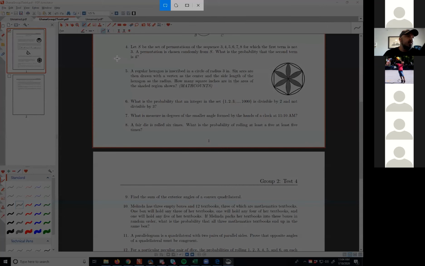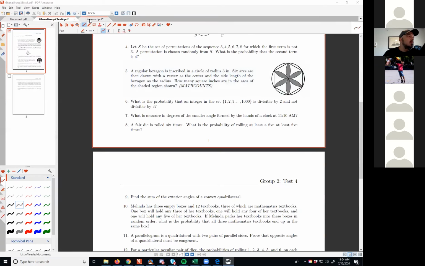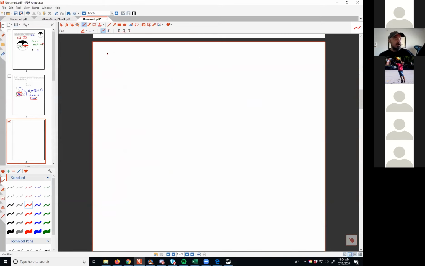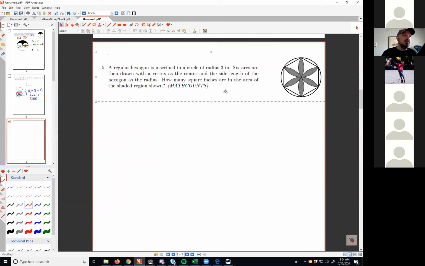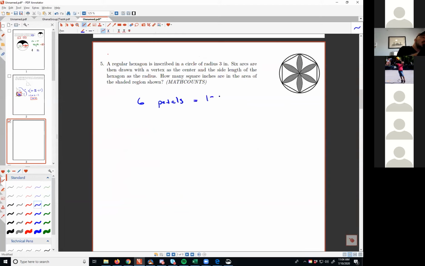And now let's take a look at number 5. We have this nice, pretty diagram here. A flower. At the very least, we have a bunch of petals, and each petal is 2 segments. So ultimately in this problem, we're trying to find the area of 12 segments. And fortunately, they are all the same size.